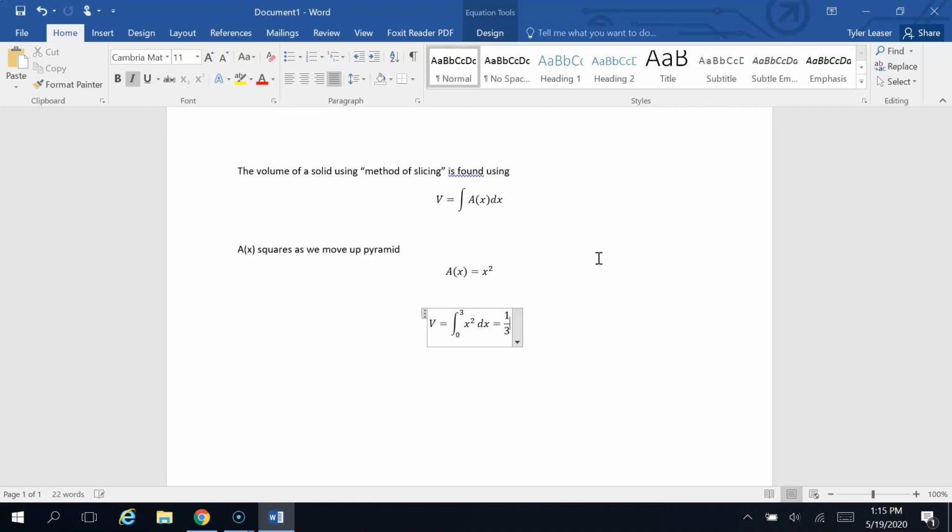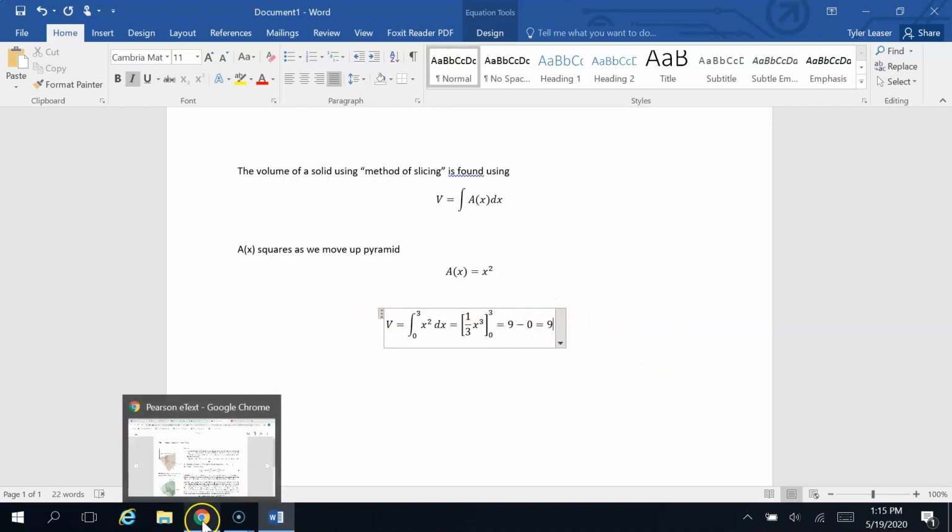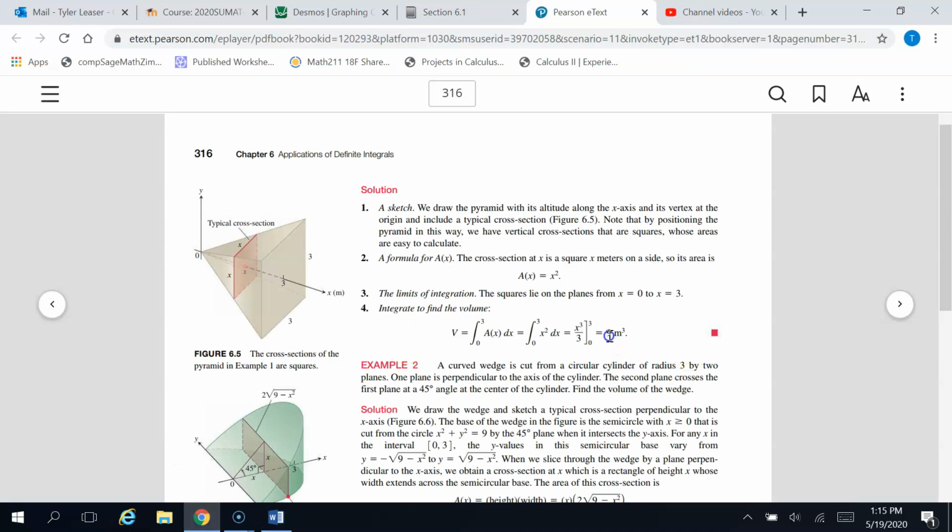So let me see if I can write that out a little bit better. There we go. So plugging 3 into this, 3 cubed is 27, divided by 3 is 9, minus plugging 0 into this, we get just 0. So that comes out to be 9 squared meters, or whatever the units are. Just to go back to the book to make sure we get the right answer, I said squared and look, it's cubed. I'm talking too fast. We're finding volume here, so 9 cubic meters.